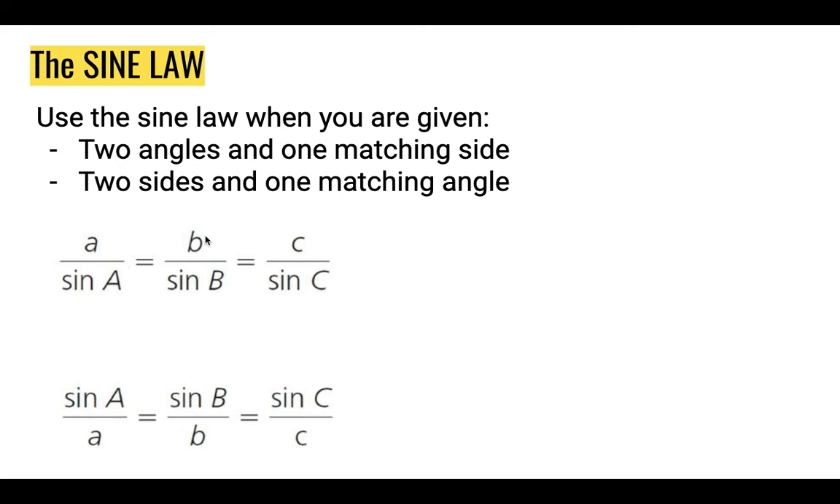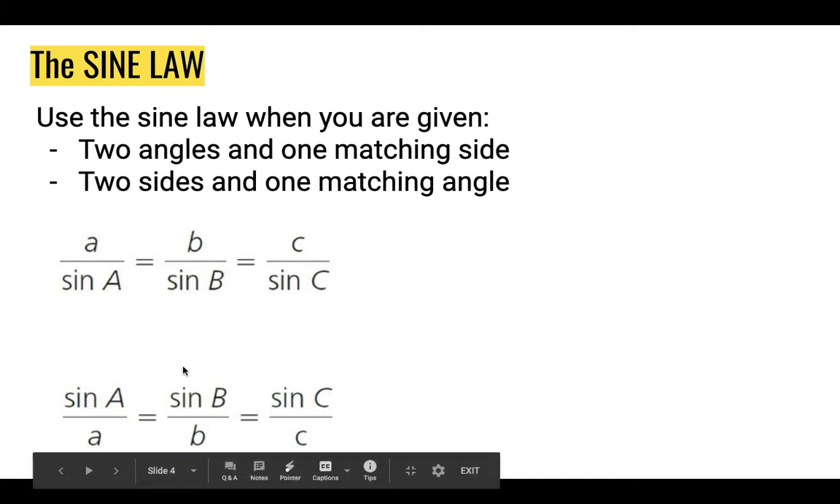Now, when you're using this equation, you're only using two of these. You're not using all three at once because that would be very difficult to solve. So maybe you're using A and B, maybe A and C, maybe B and C, okay? So just know you're only using two of these at once. It's just showing you that this ratio, side length over sine of the angle, is the same for any pair of sides and angle.